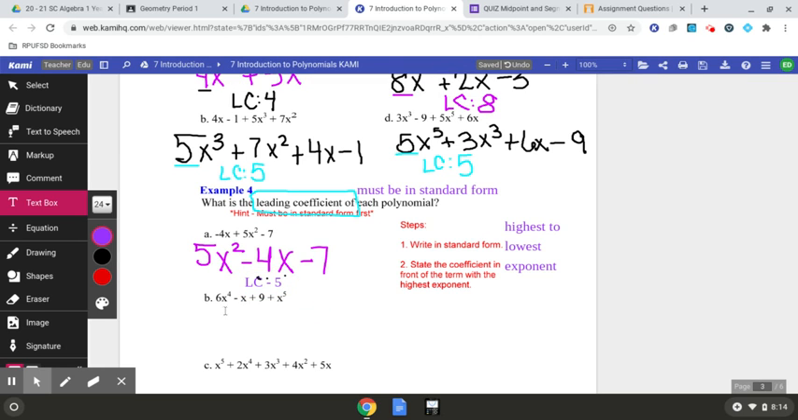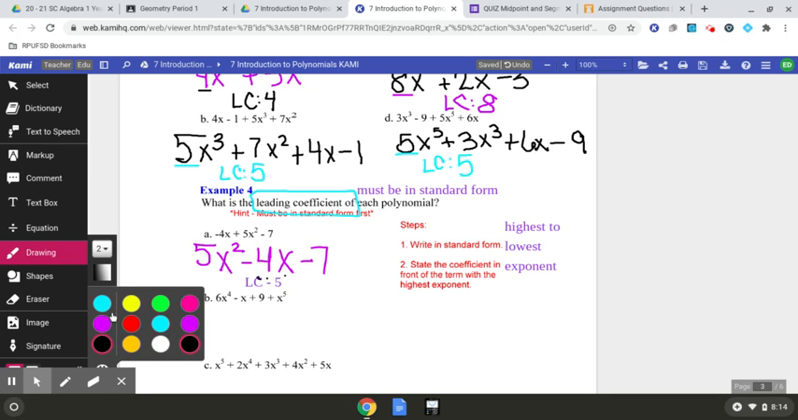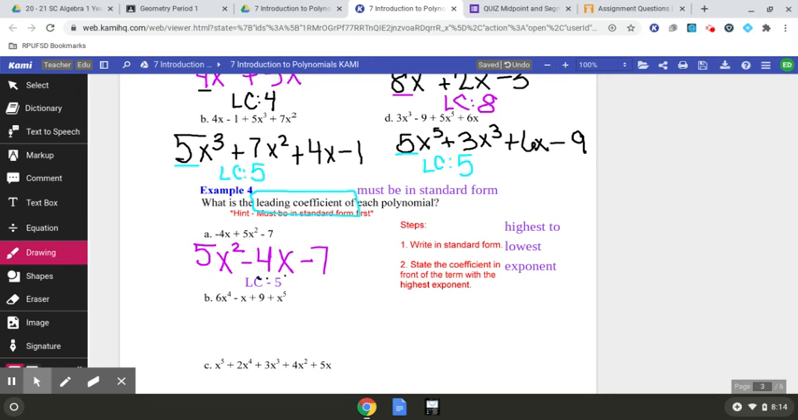Okay, so now if I go on to the next one, if I put this in standard form, the highest exponent here is the 5. So I'm ignoring everything else. Just look at the exponents. Highest is a 5, so it'd be x to the 5th. Then I'd bring down the 4, so 6x to the 4th. Then it would be minus x. And then it would just be plus 9.